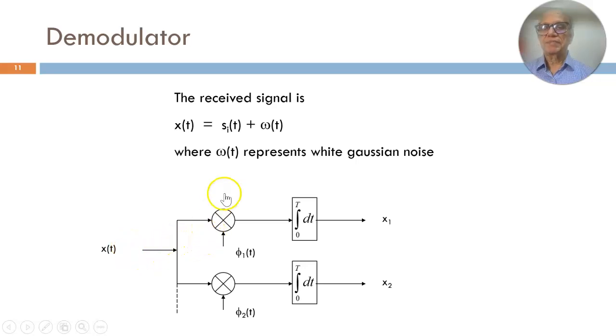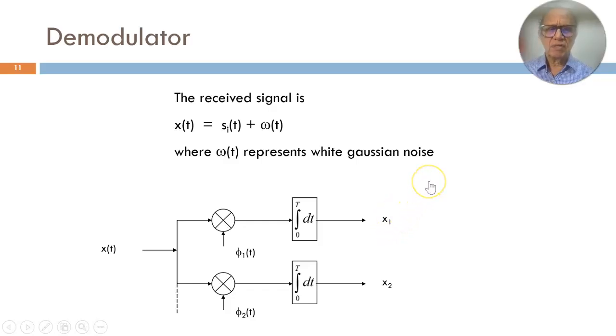Now what we do here, remember the equations by which we were finding out the coefficients, those equations are now useful here. The received signal is multiplied by phi 1(t), then integrated, and you get x1. This is the first coefficient. You multiply it by phi 2(t), you get the second coefficient. Now ideally, for example, if S1(t) was transmitted and there was no noise, then you will find that this is exactly equal to S11 and this is exactly equal to S12. So you can just check what were the received coefficients and take your decision.